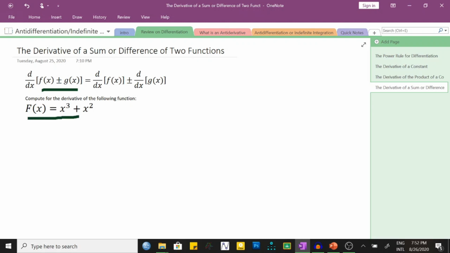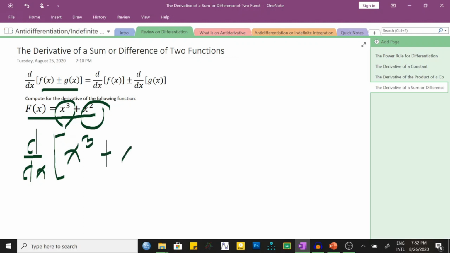For example, we have a function here. We will treat this one as a single function and then another function. To take the derivative of that, our independent variable is x, so we write d/dx of x cubed plus x squared. Let us apply clearly the rule here, but if you are able to master this one, there's no need actually to be writing it completely. You can proceed writing the answer directly. But for the meantime, let us write the solution completely.